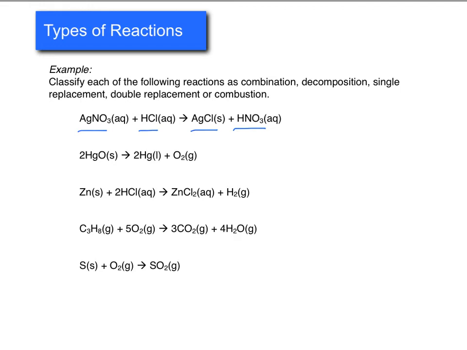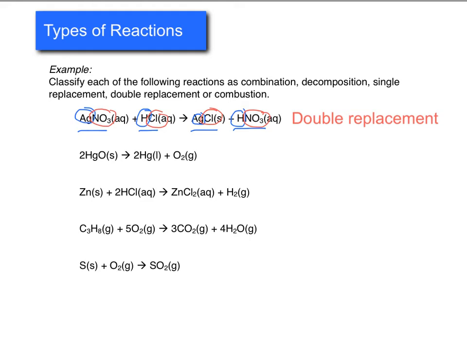So you can see that we have silver here, and then we have hydrogen here and here. And you can see that the nitrate has switched places with the chlorine ion. Okay, so this is our AB plus CD goes to AD plus BC, sort of. Okay, and then that one is called a double replacement reaction.